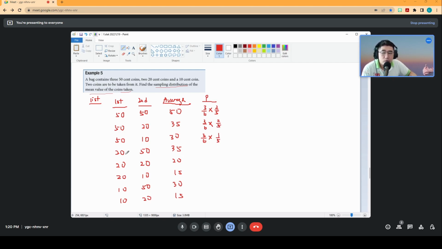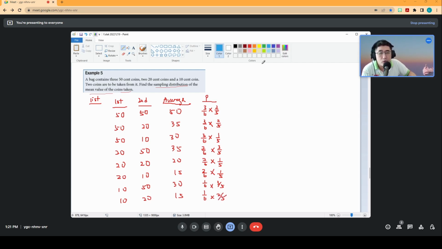And over here, for the 20, you have 2 over 6 at first. Then a 50, you have a 3 over 5 here. Then the 20, you already took out one 20, so you only have one of them left. So for when you have the 10 cent, this is 1 over 6. This will be 3 over 5 and 2 over 5.